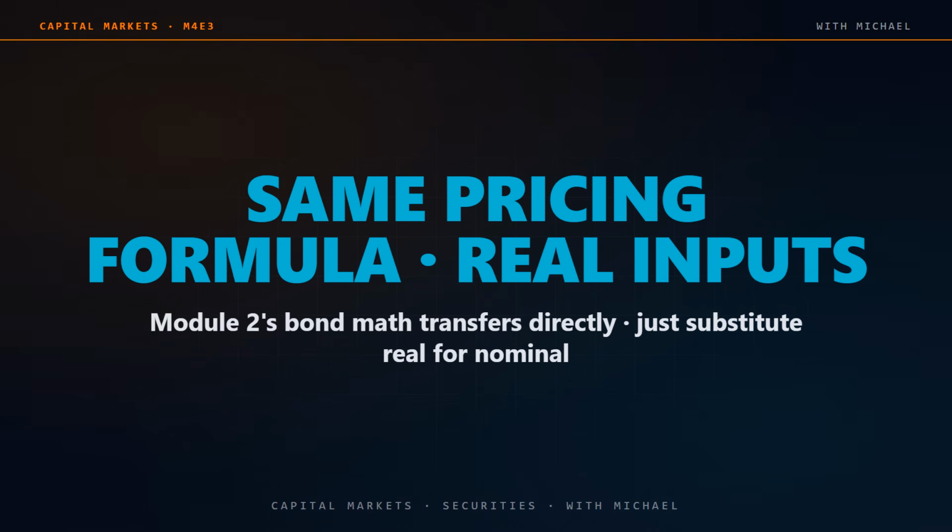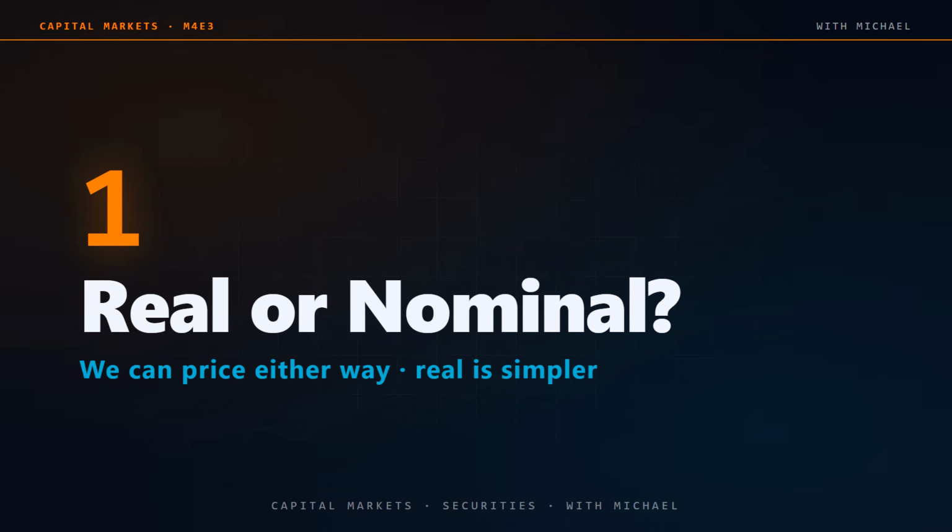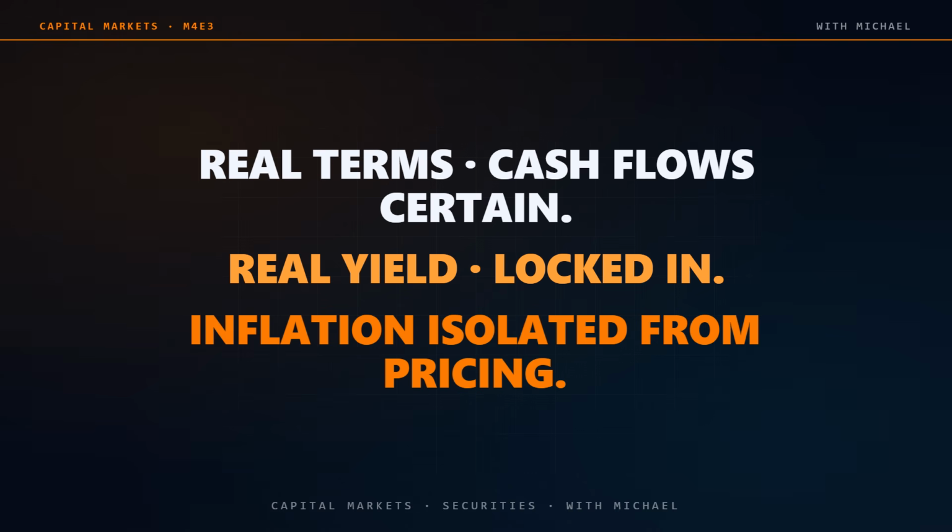Section 1. The pricing question, in real or nominal terms. Before we price a linker, we have to decide which world we are in. We can compute the price either in nominal terms, discounting the expected nominal cash flows including expected inflation, or in real terms, discounting the actual contractual real cash flows at the real yield. Both approaches give the same answer. The real terms approach is simpler and is the standard in practice.